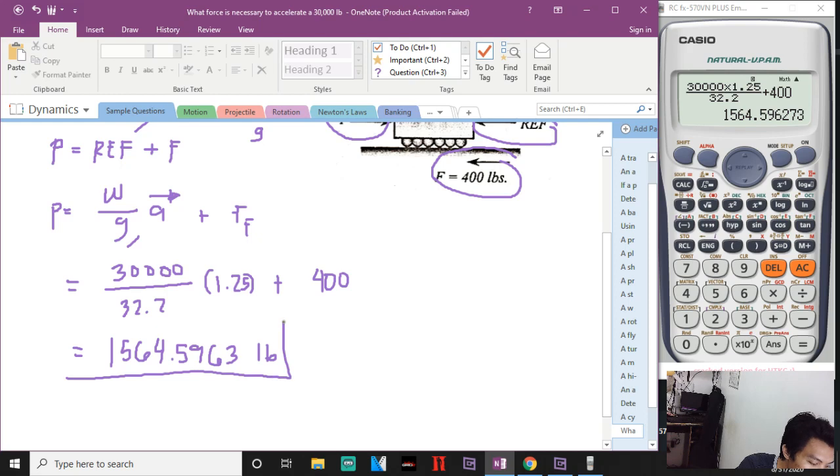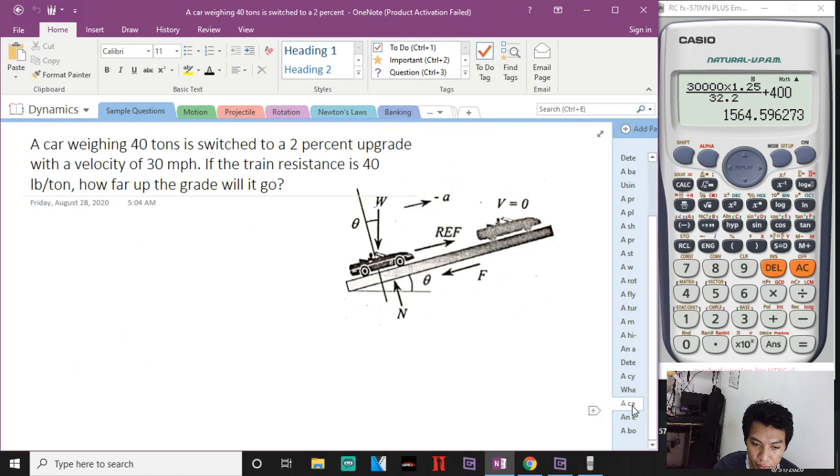Again, REF is reverse effective force due to the D'Alembert principle. Okay? Now, going with the last three. Ito naman, inclined plane. The problem goes like this.